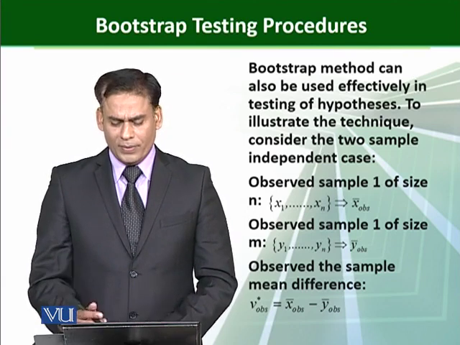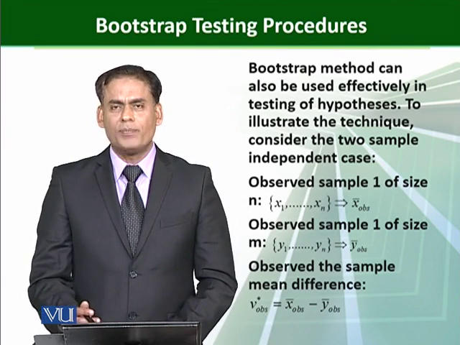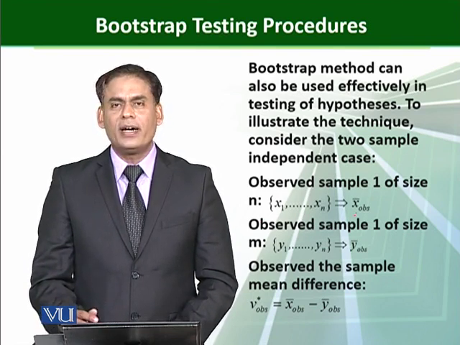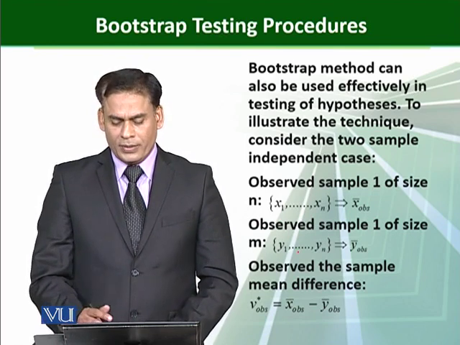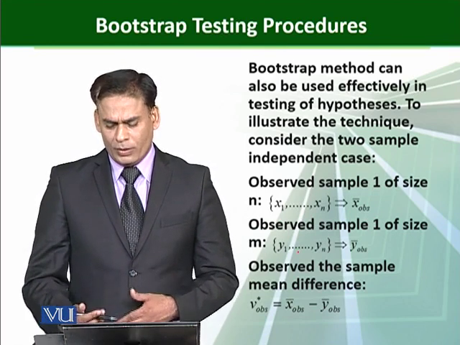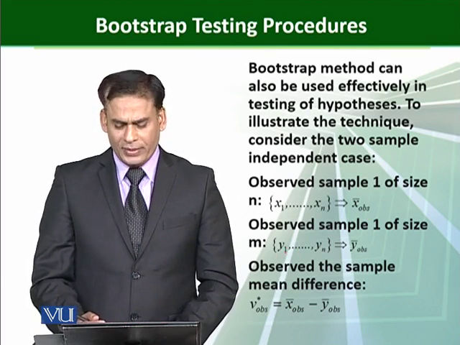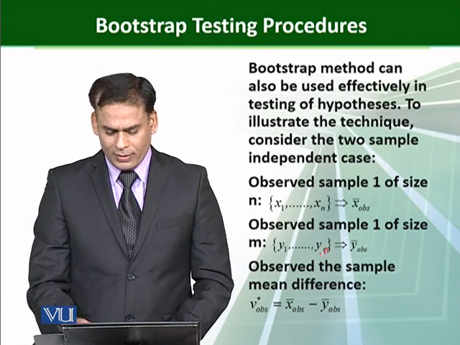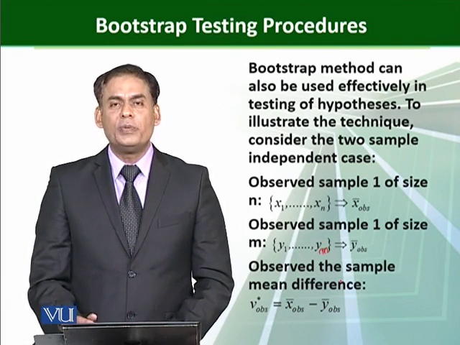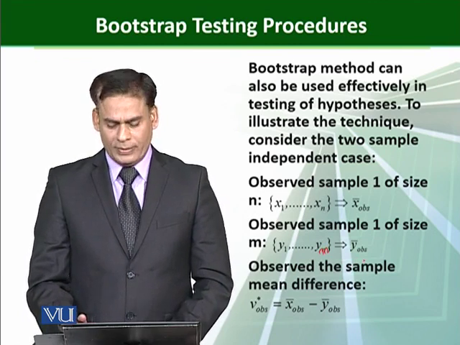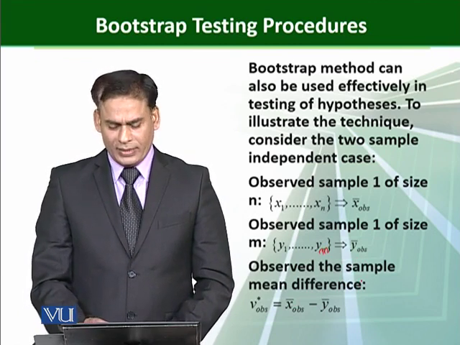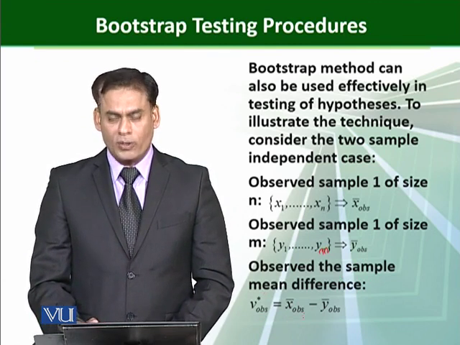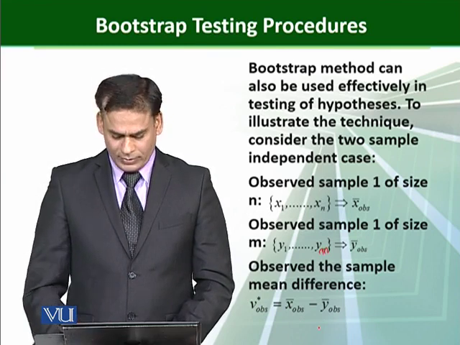So for the 2 sample case, how do we proceed? Observe sample 1 of size n, that is x1 up to xn, and we denote its mean by x bar observed. For the second sample we take the sample size m, that is y1 up to ym, basically ym, not yn, and its mean is denoted by y bar observed. Observe the sample mean difference, denoted by v observed, which is the difference x bar observed minus y bar observed.